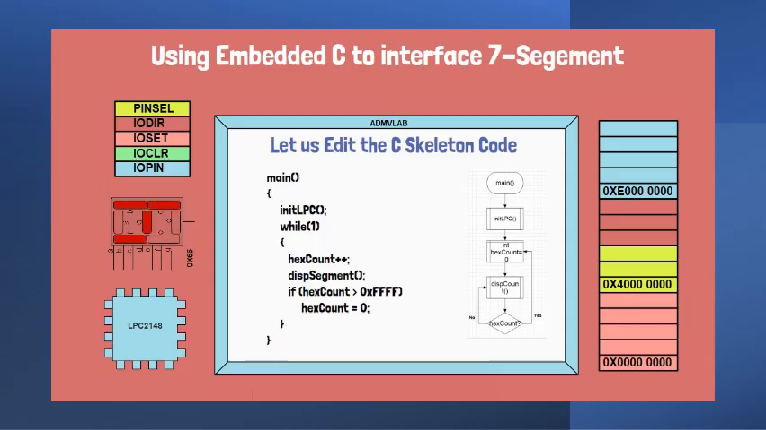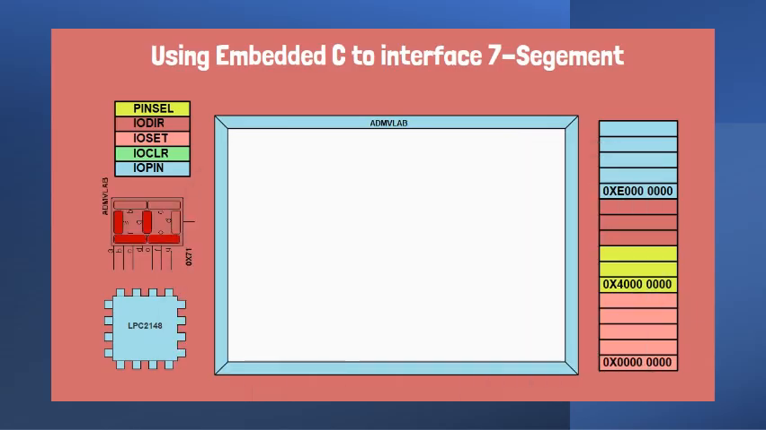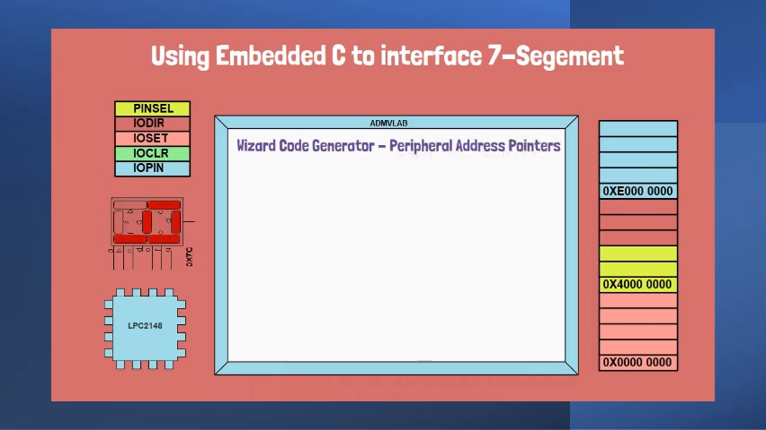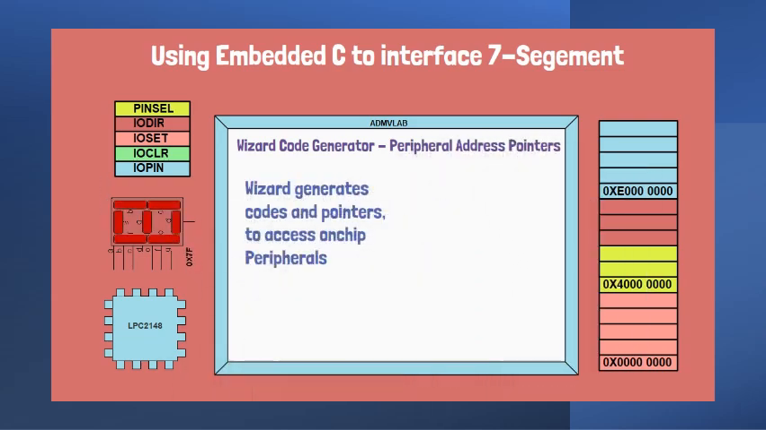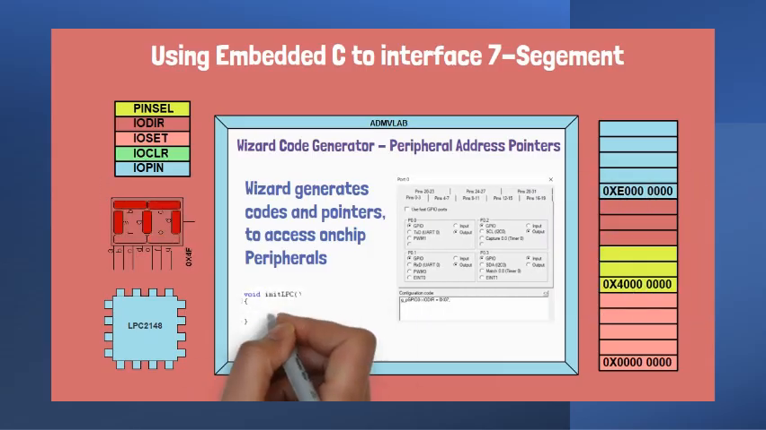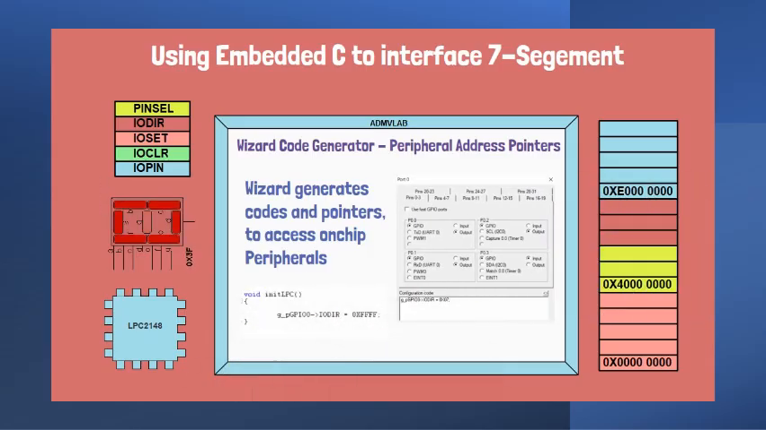We will reset the hex count variable when the count value surpasses 4 digits. We use the wizard to fill in the initialization code for our function, initialize LPC. The wizard creates a named pointer and uses it to set the direction of individual port pins.